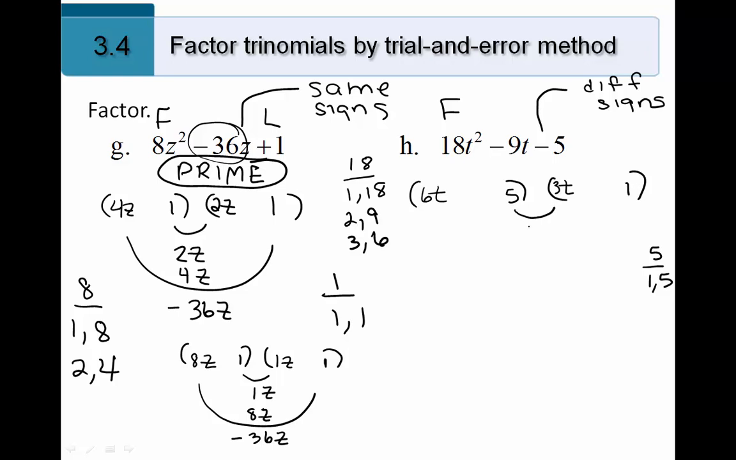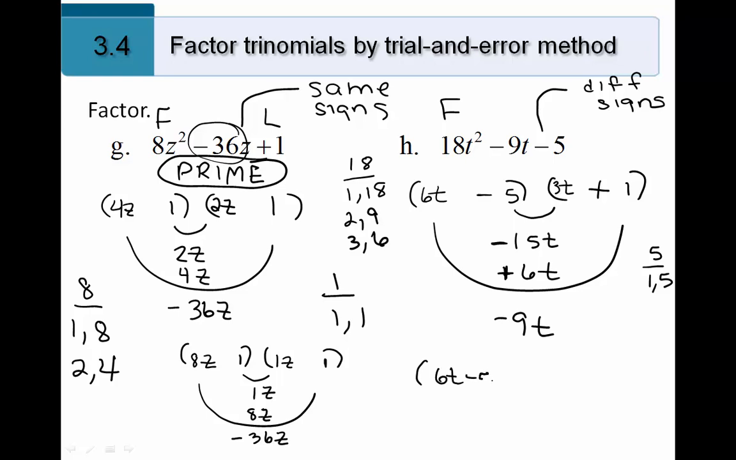5 times 3t is 15t. I'm checking my inner. My outer, 6t times 1 is 6t. It needs to add up to negative 9t, and recall your signs need to be different. In order for this to add up to negative 9, my 15 would have to be negative, my 6 would have to be positive. So my outer has to be positive. So 6t times positive 1 has to be positive. My inner, negative 5 times 3t has to be negative. So 6t minus 5 multiplied by 3t plus 1.